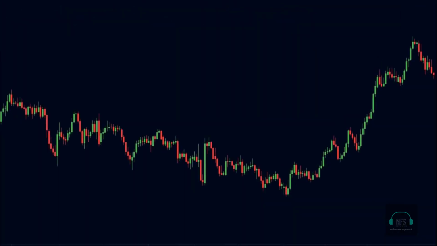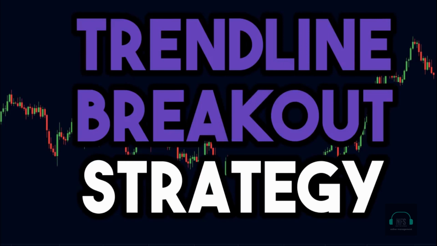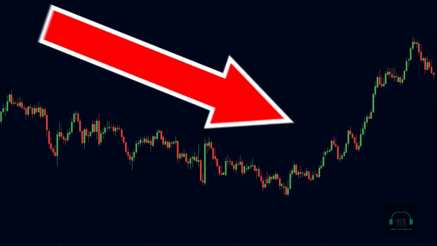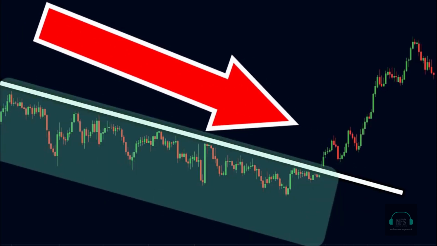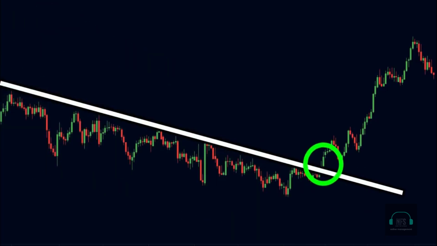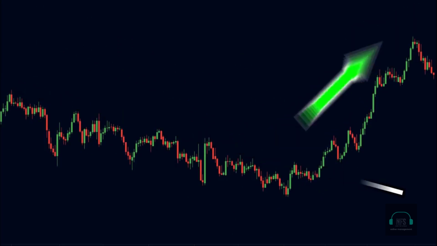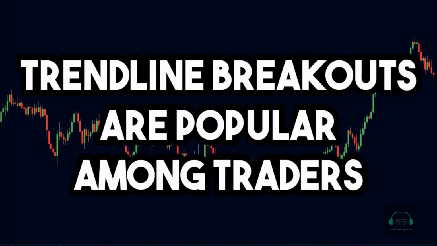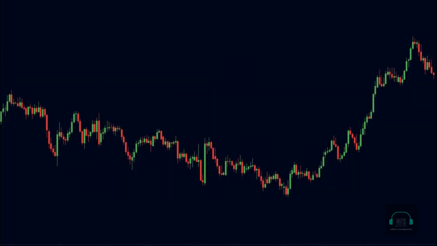This brings us to the second strategy, that is the trendline breakout strategy. When the price is trending in one direction, it will never break its trend line. But when the price does break the trend line, it can indicate a strong reversal. If we catch the breakout of the trend line, we can virtually ride the next trend. This is the reason why trendline breakouts are very popular among traders. They give the opportunity to enter the trend at an early stage.